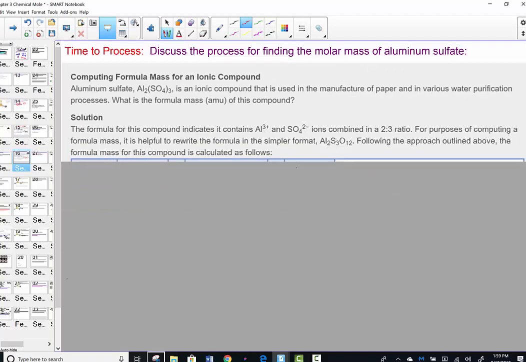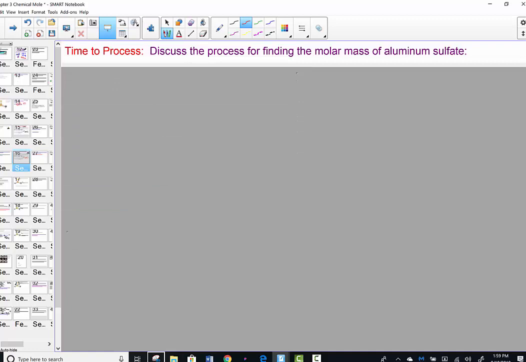How about, I'm going to cover that up for a moment. If someone asked you to find the molar mass of aluminum sulfate, work with your neighbor to discuss what the formula is for aluminum sulfate. Can we get that far through a discussion? Aluminum sulfate.